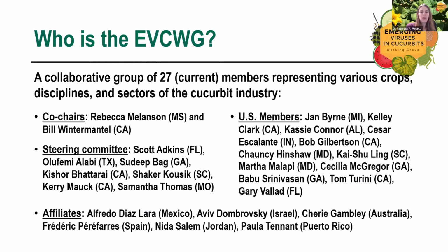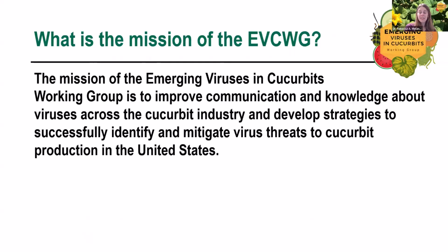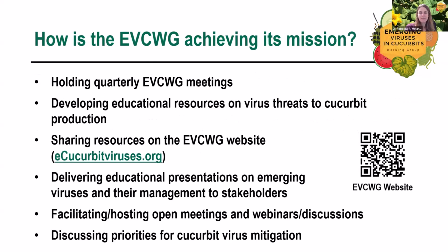So, who are we? We are a collaborative group of 27 current members that represent various crops, disciplines, and sectors of the cucurbit industry. You can see the list of current members here. We also have affiliates in various countries outside of the US. Our mission is to improve communication and knowledge about viruses across the cucurbit industry and develop strategies to successfully identify and mitigate virus threats to cucurbit production in the US.